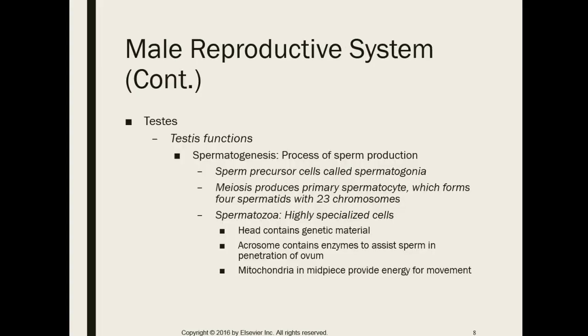So as we talked about, the main function of the testes is going to be the production of sperm, or spermatogenesis. So the cells that are going to turn into the sperm are called spermatogonia. Meiosis is going to produce a primary spermatocyte, which forms 4 spermatids with 23 chromosomes. So those are then going to turn into the spermatozoa, or the sperm cells.